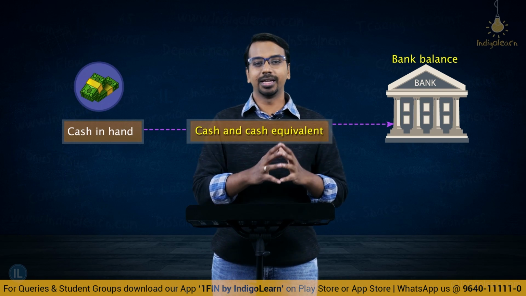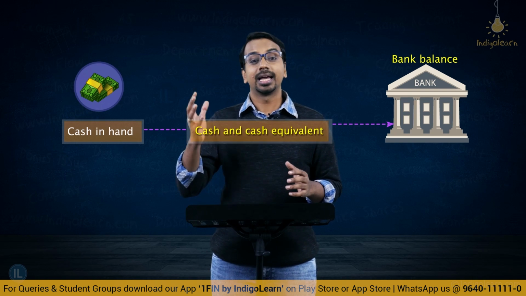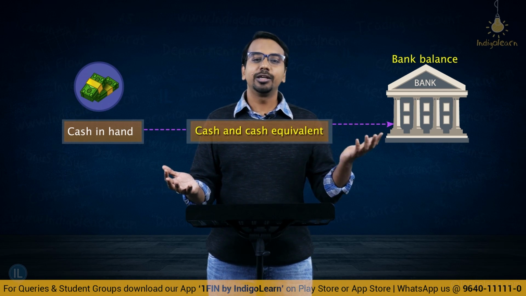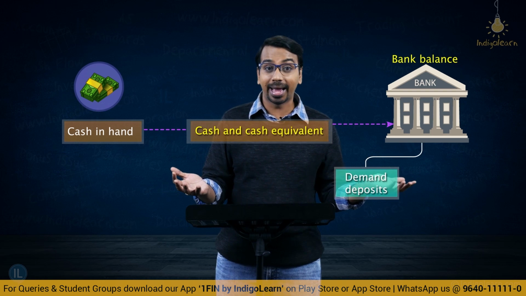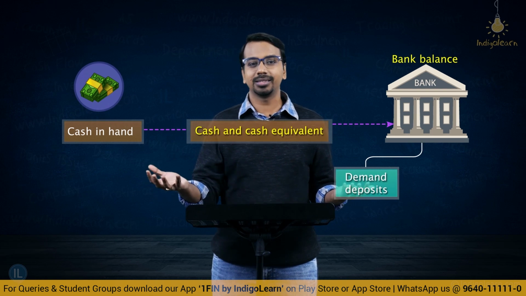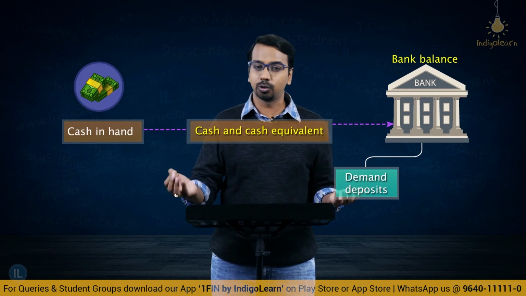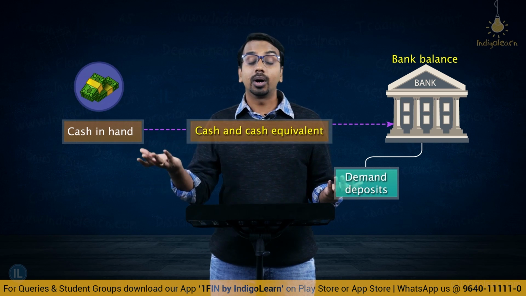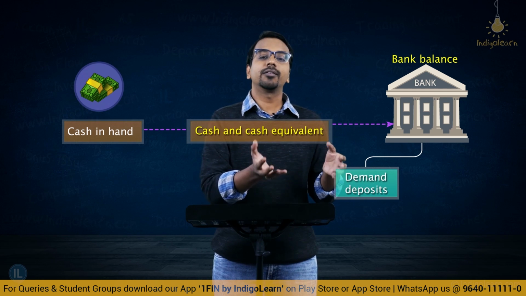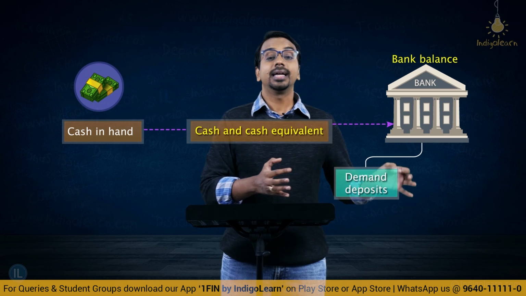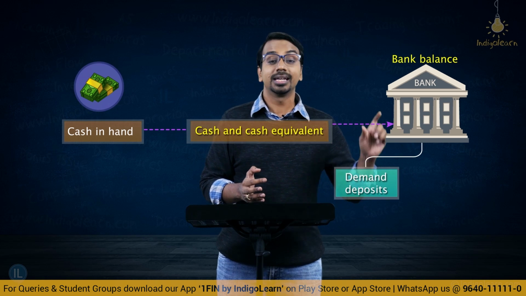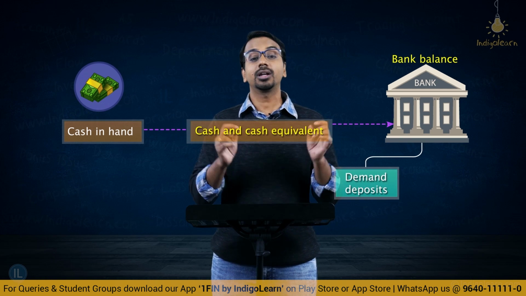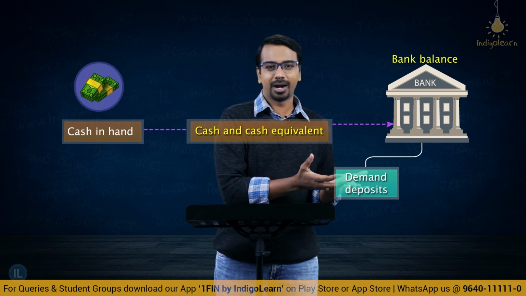For the purpose of AS3, cash includes cash in hand and demand deposits with bank, which means whatever physical currencies you have, whatever the balances you have with you, that is definitely cash. But apart from that, whatever money you have kept with the bank in demand deposits, that also forms part of your cash. Now what is this demand deposit?